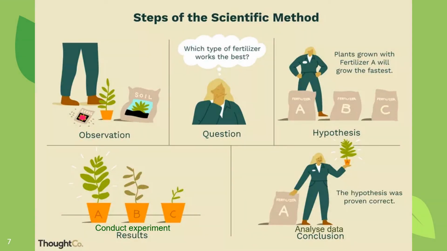Now let us see an example of how those 5 steps of the scientific method can be applied. First, let's say you conduct an observation in your garden. Then you ask a question on which type of fertilizer works best for your plants. Then you make a hypothesis that plants grow best with fertilizer A. After that, you conduct an experiment using fertilizers A, B, and C on the same species of plant, and then you get a result.